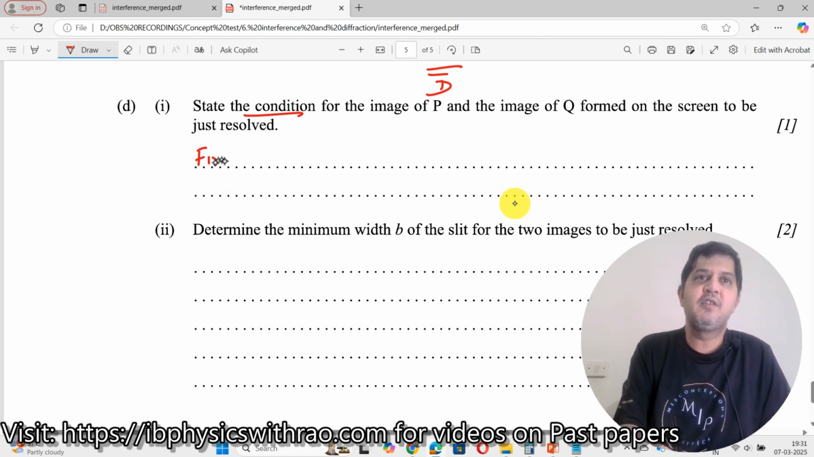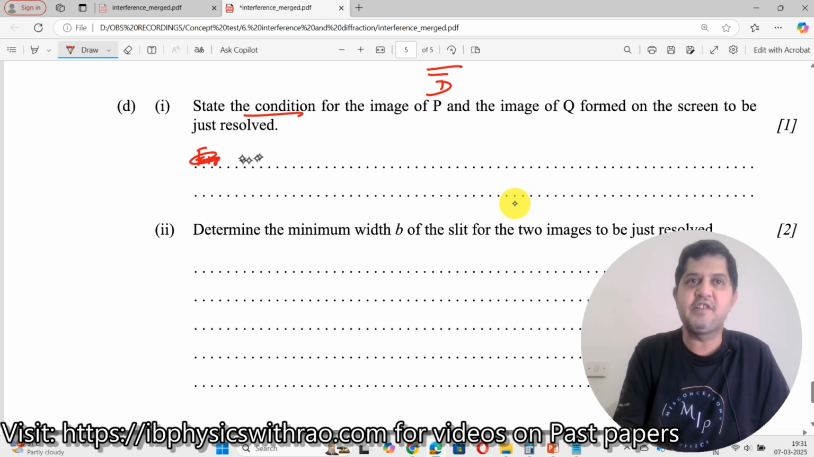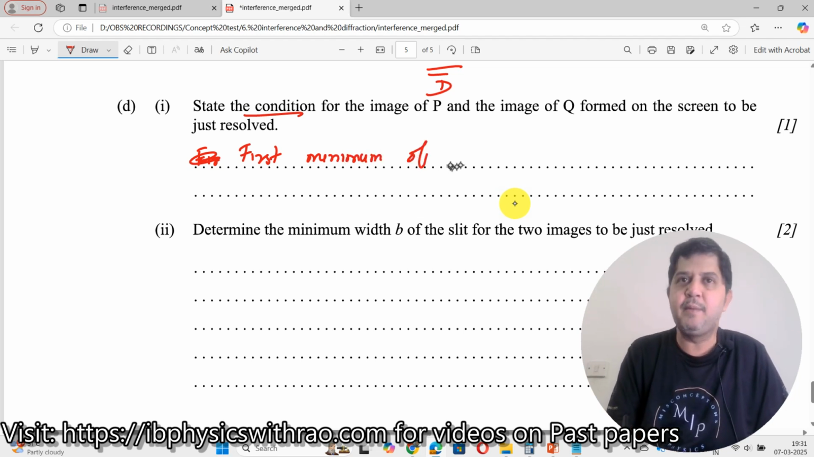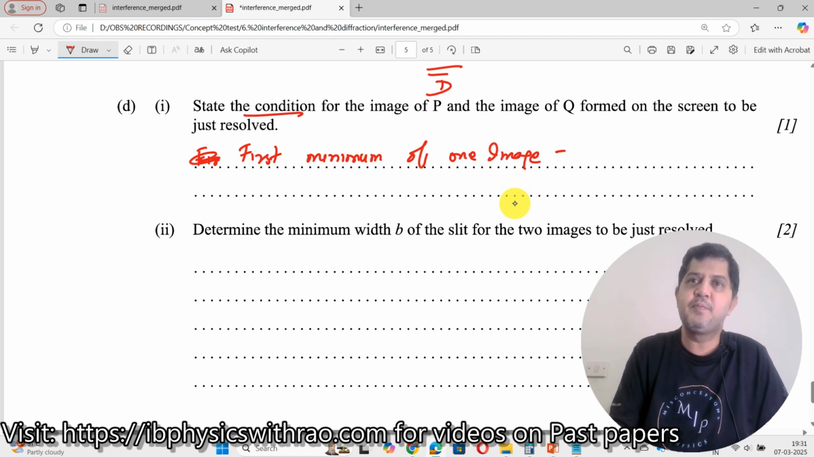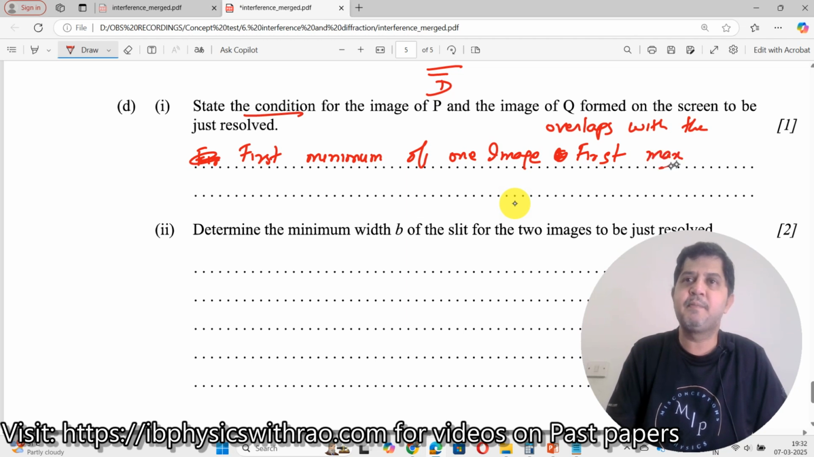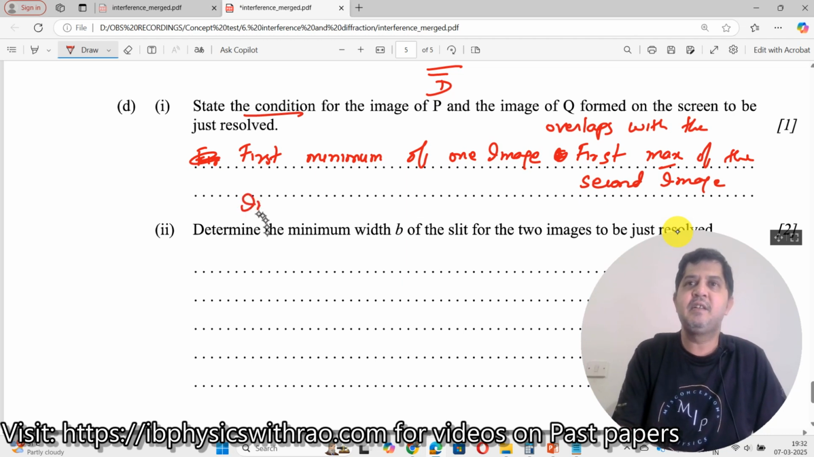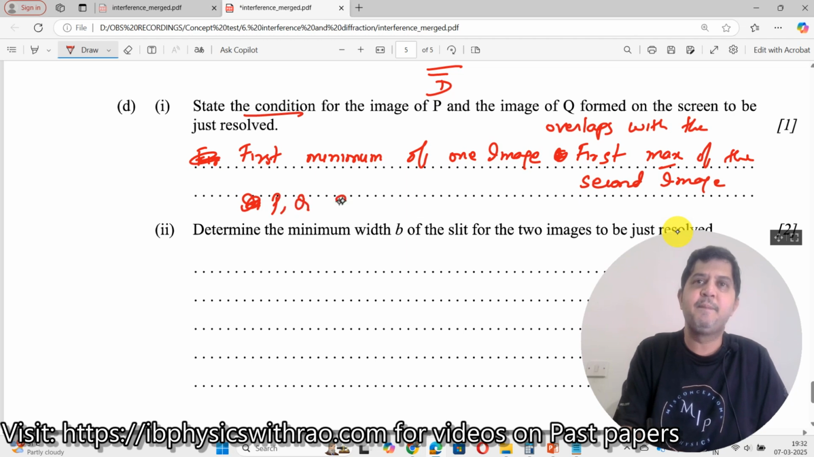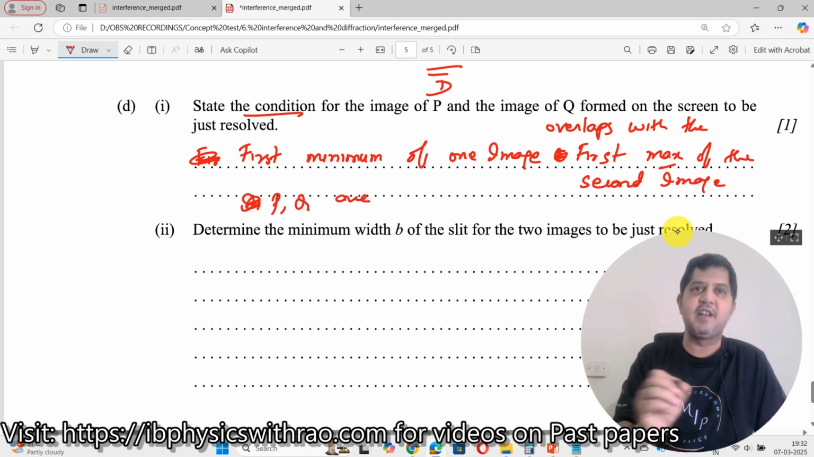This is about the image: the first minimum of one image should be overlapped with the first maximum of the second image. If it overlaps, then we can say the points P and Q are just resolved. So that is the condition. This is called Rayleigh's criteria. The image of point Q is just resolved.